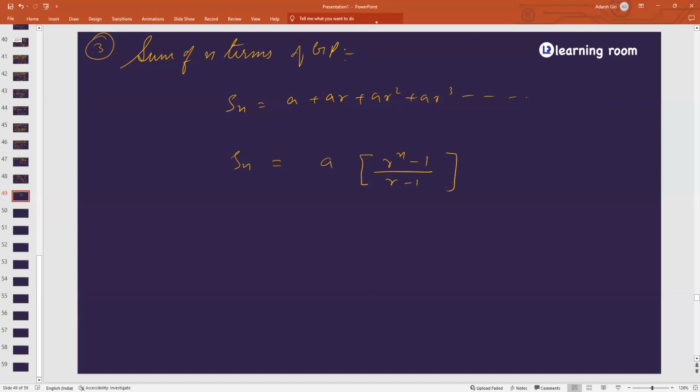R is the common ratio, A is the first term, and Sn is the sum of n terms that you need to calculate. Here the condition is that R should not be equal to 1 and R should be greater than 1. These two conditions should be satisfied. Then only you can apply this formula. And Sn is equal to n times A if R is equal to 1.